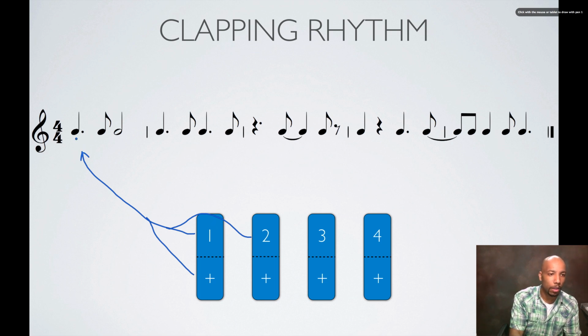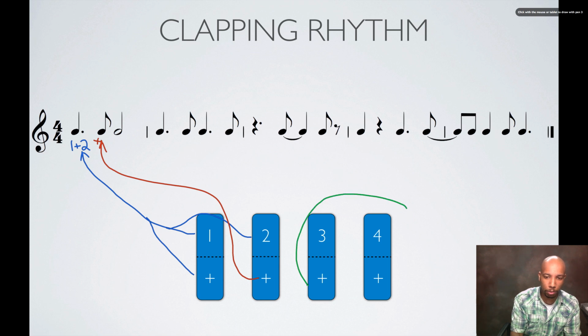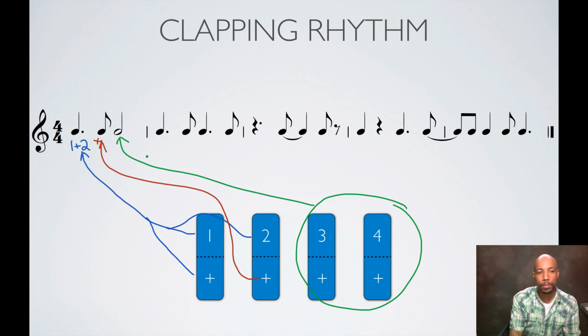The count for this would be 1 half 2. The next note is an eighth note, so it gets half a beat. It gets this half right here, and we count that by saying half. The next note, which is a half note, is going to get the remaining 2 chocolate bars. So it gets this entire thing right here, and its count would be 3 half, 4 half.